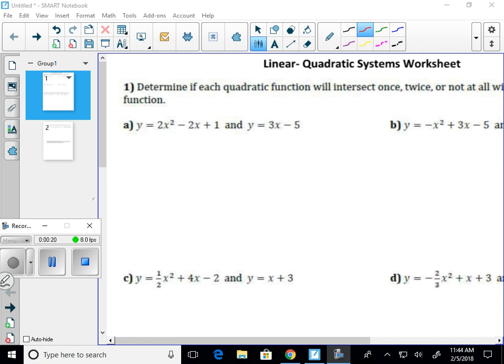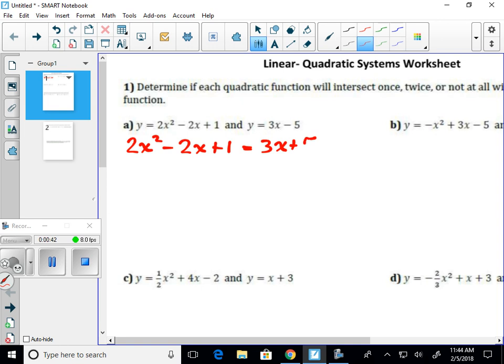So if you're looking at 1a, I see y equals 2x squared minus 2x plus 1, and y equals 3x minus 5. Since they're both equal to y, I'm going to set them equal to each other. So let's set that up where you have 2x squared minus 2x plus 1 equal to 3x plus 5. Go ahead and move everything to the other side so that you can set it equal to 0. So subtract your 5 from both sides, making sure that you keep like terms with like terms. So this is 2x squared minus 2x minus 4, because plus 1 minus 5, and that's equal to the 3x.